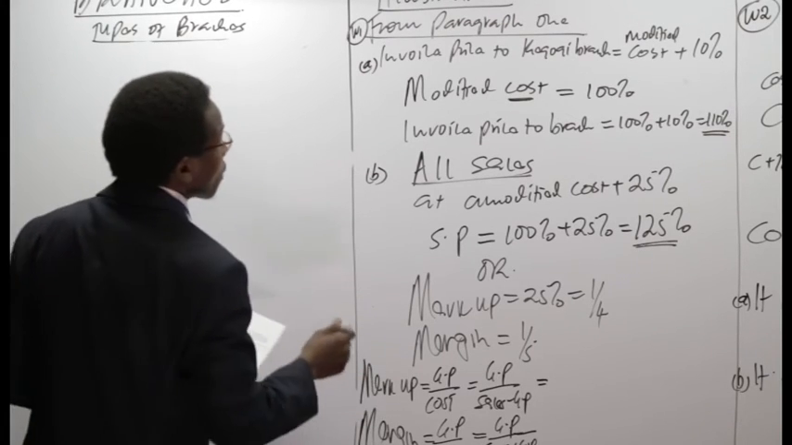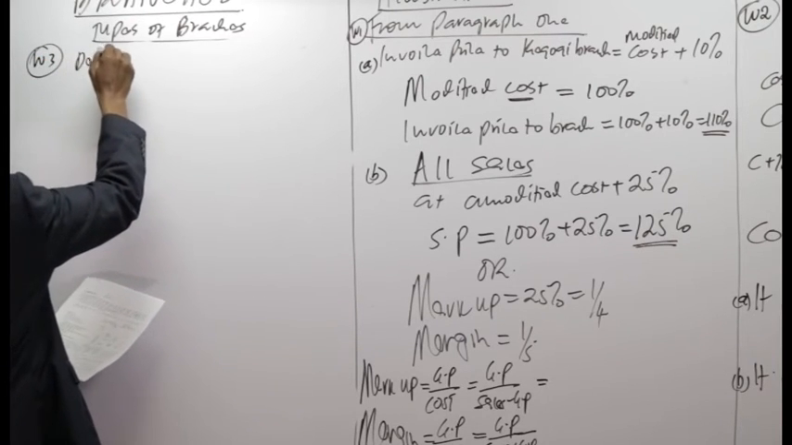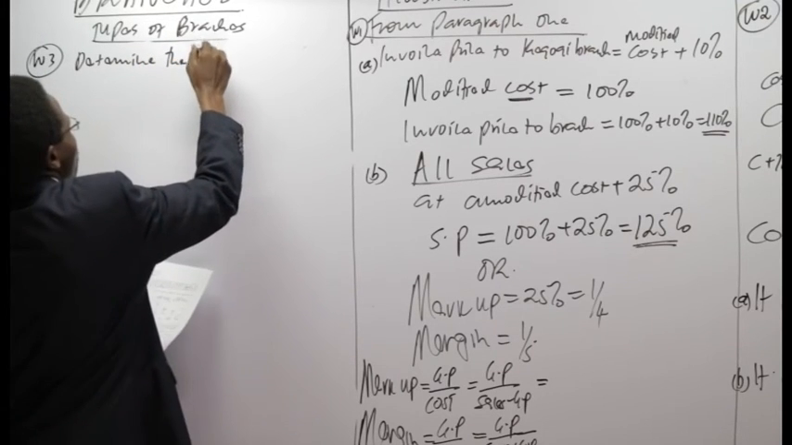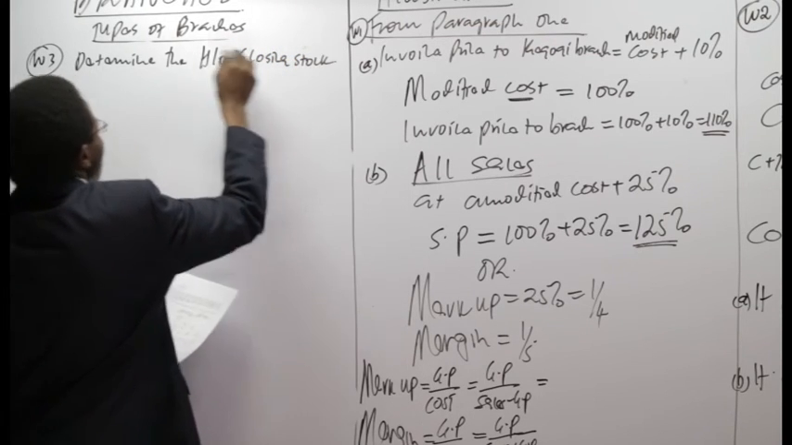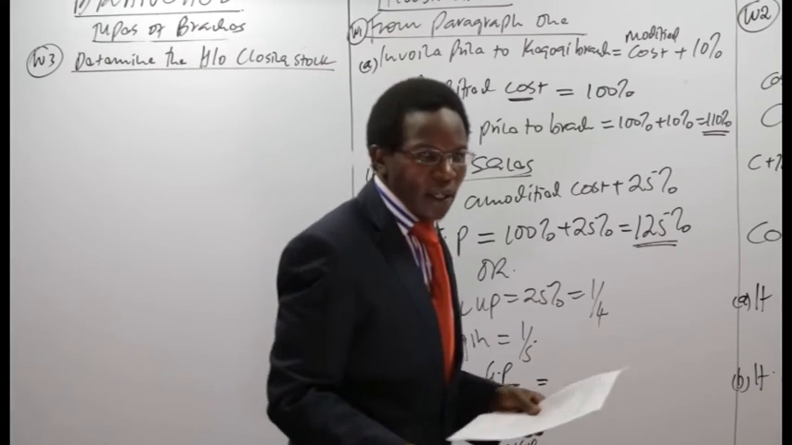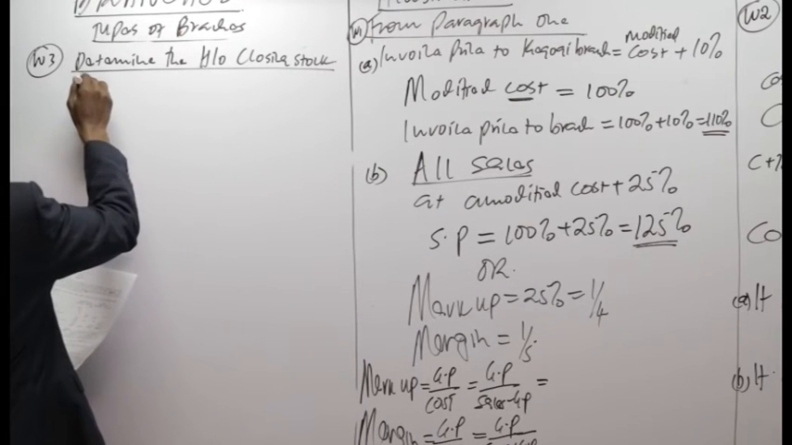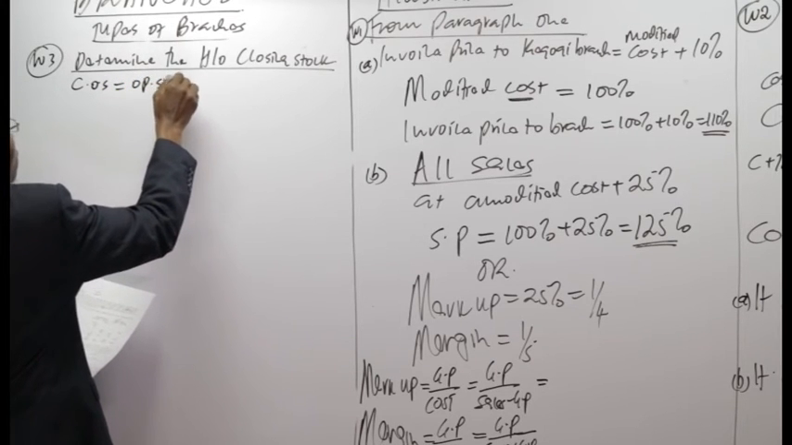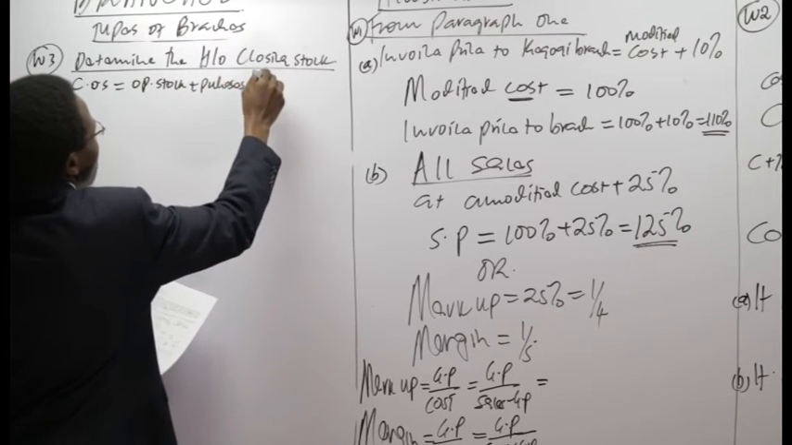So we are saying working number 3, determine the head office closing stock. We are not given the closing stock, so we need to do that working. Now, one thing you need to know, remember, that when we are determining the cost of sales, we simply take the opening stock, we add the purchases, we less the closing stock.